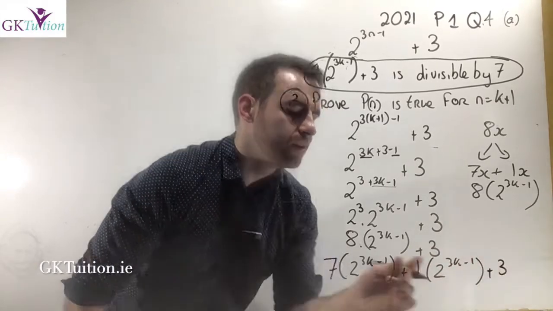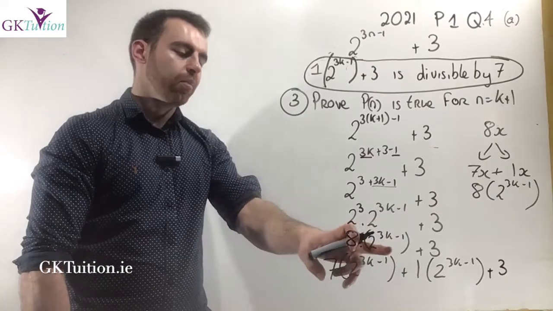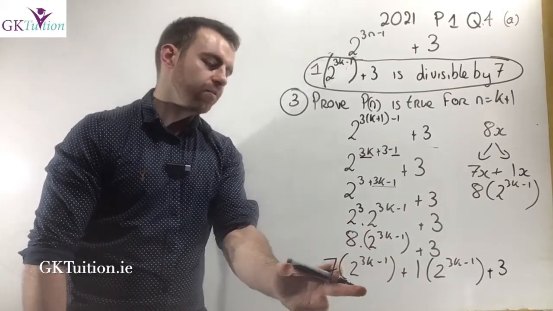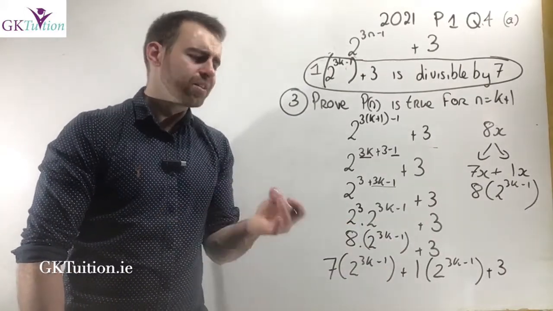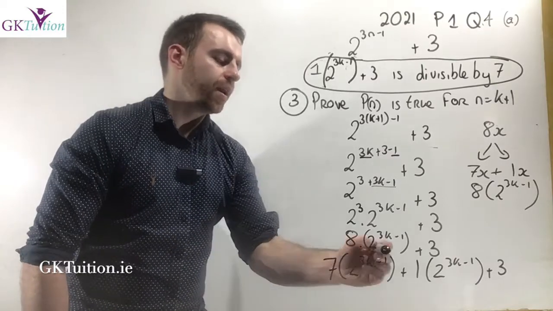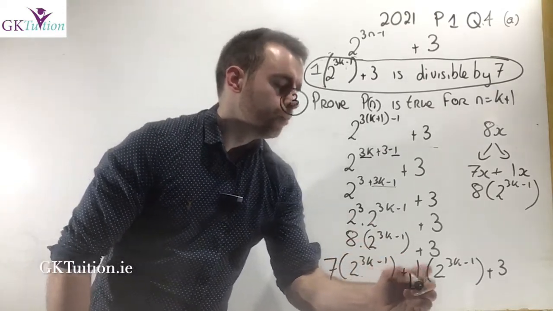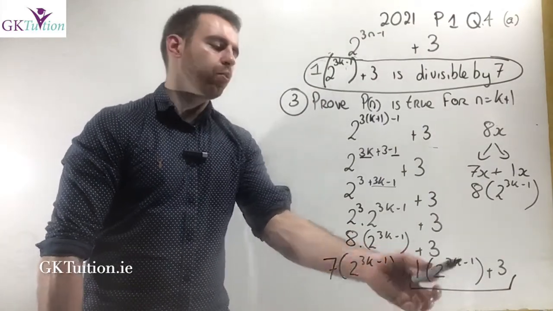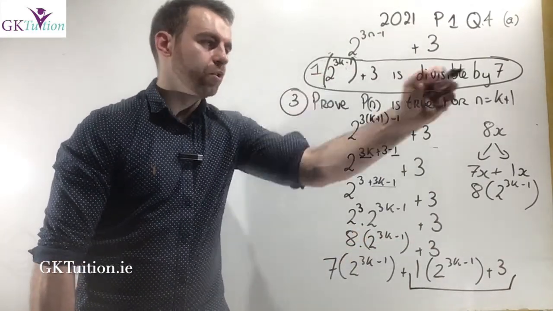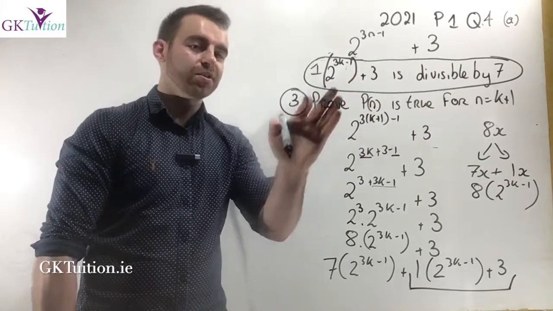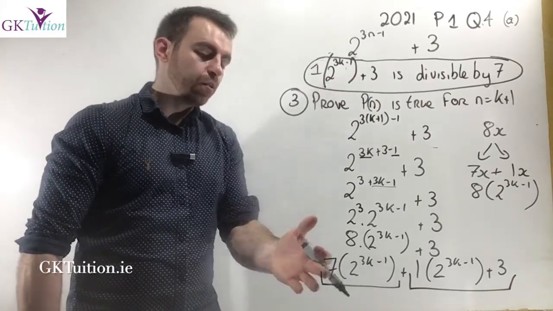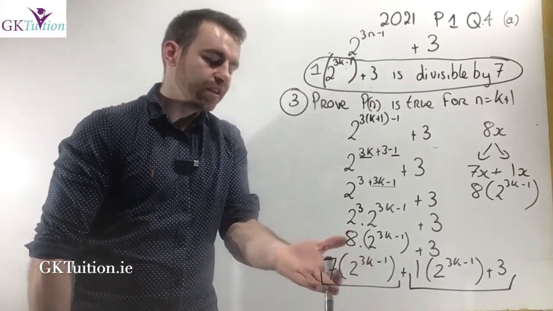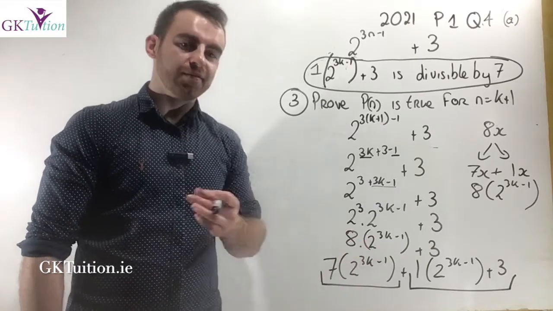So all I'm doing there is I have 8 of this term on this line. Now I've got 7 of them plus 1 of them. That certainly makes sense. And now look what we have. The last 2 terms, 1 times 2 to the power of 3k minus 1 plus 3, I'm assuming that that's divisible by 7, so that one's certainly correct. And this one, the coefficient is 7. So obviously I can divide 7 in and the 7s will cancel.